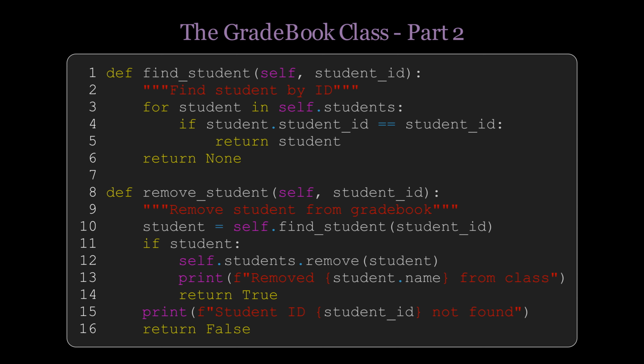The removeStudent method uses findStudent first to locate the student. If found, it removes them from the list using the remove method and prints a confirmation. It returns True for success. If not found, it prints an error message and returns False. Returning Boolean values lets the calling code know if the operation succeeded.